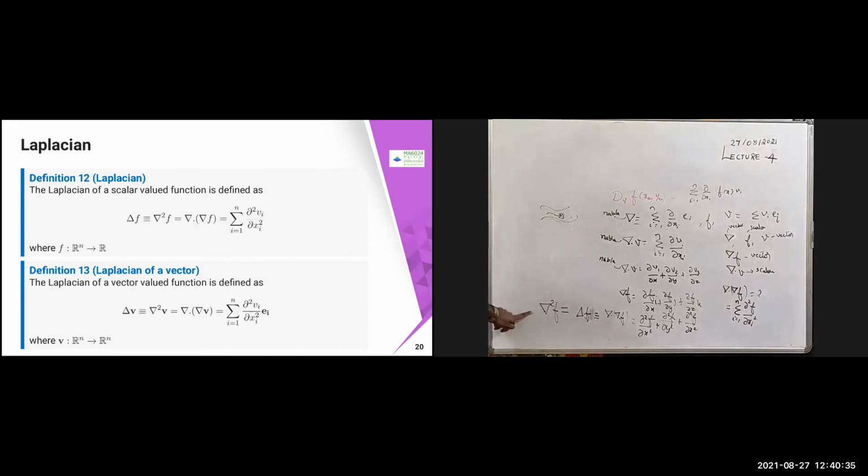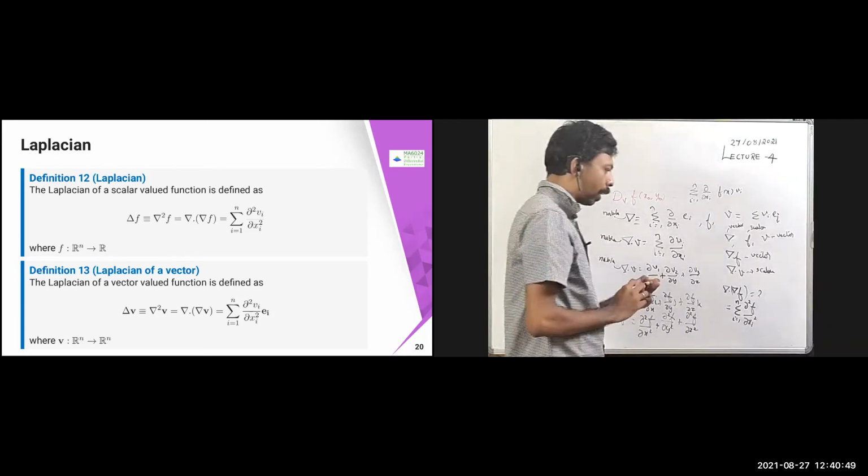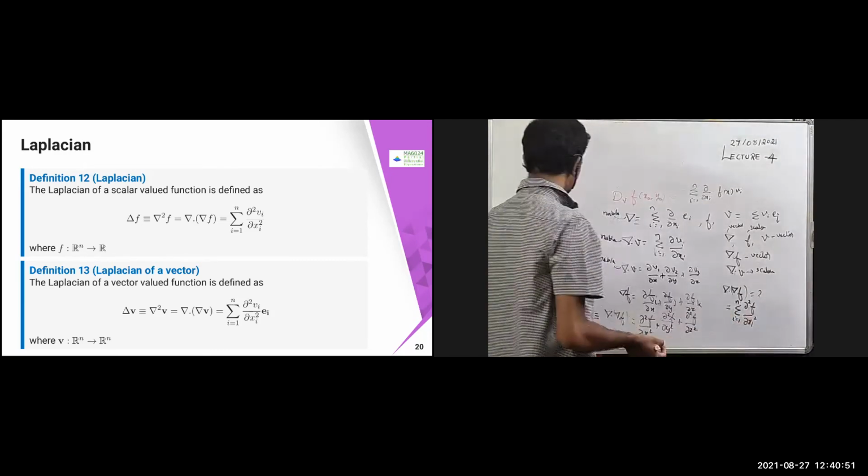These notations are usually used. If you take any research paper, they simply write del square F, or they use these symbols only in order to denote this. So you can remember that. This is how you can define the Laplacian.